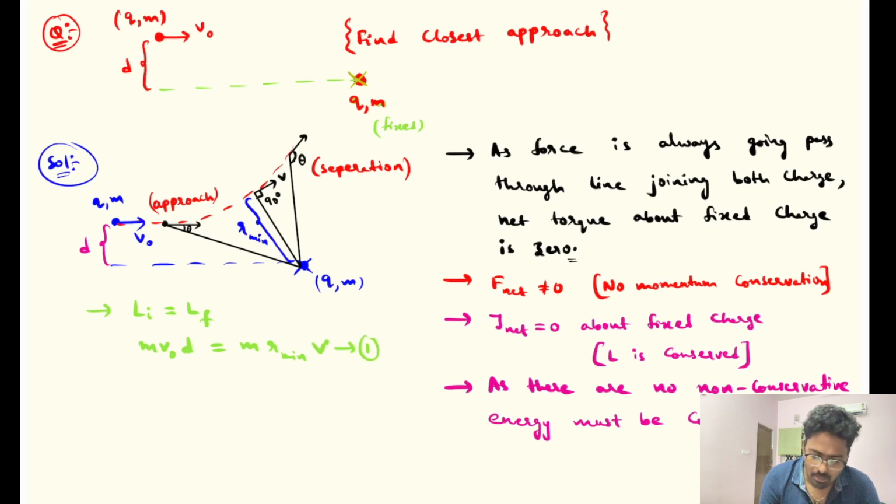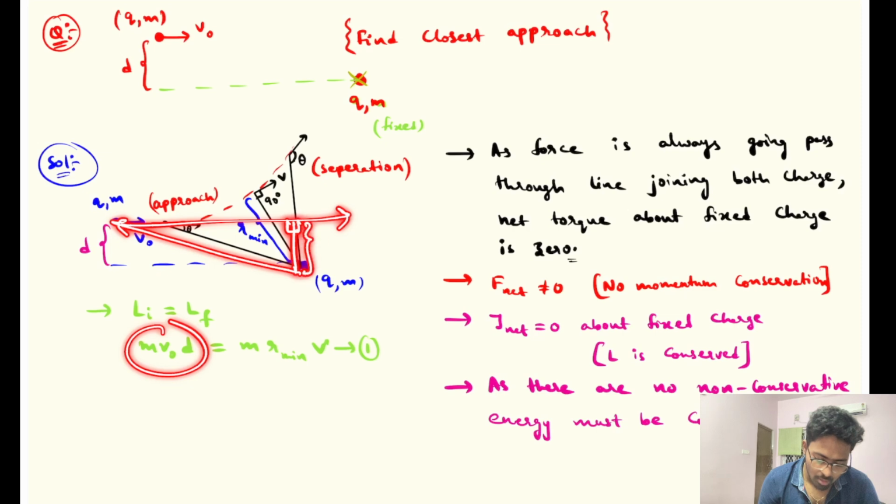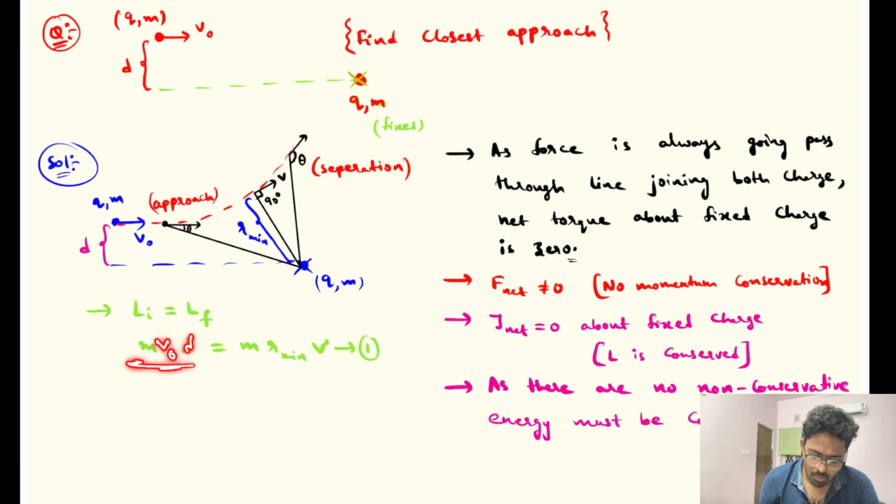From angular momentum conservation, you can see this is already r perpendicular to v, so m into r perpendicular into v is the final angular momentum. So what is the initial angular momentum? This is the velocity and this is the R bar. So you need to take r perpendicular to the velocity. R perpendicular to the velocity is nothing but d. So m into d into v naught. So here I got one equation, right? This is nothing but angular momentum conservation.